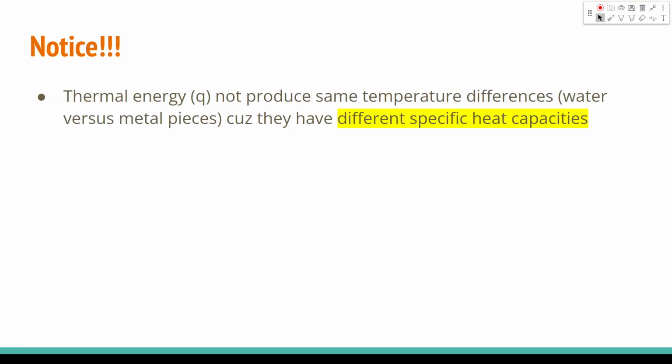Okay, so thing to notice. The thermal energy, which was the Q, in our calculations does not produce the same temperature difference between the water and the metal pieces. And that's because they have different heat capacities.